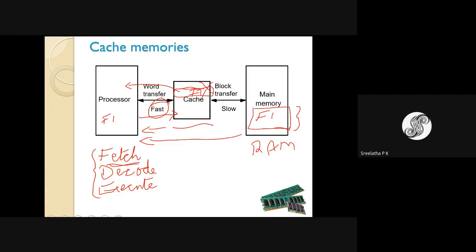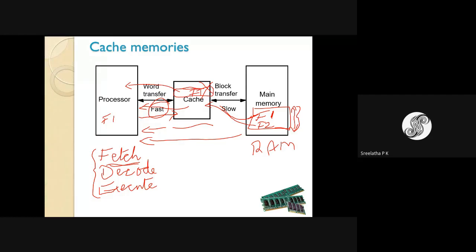Because after execution of F1, usually it is F2, the next instruction, which is executed. So a block of memory which contains a number of words is moved to the cache memory, and from there it is moved to the processor. So F1 instruction is moved to the cache memory, and then it is moved to the processor. Fine.